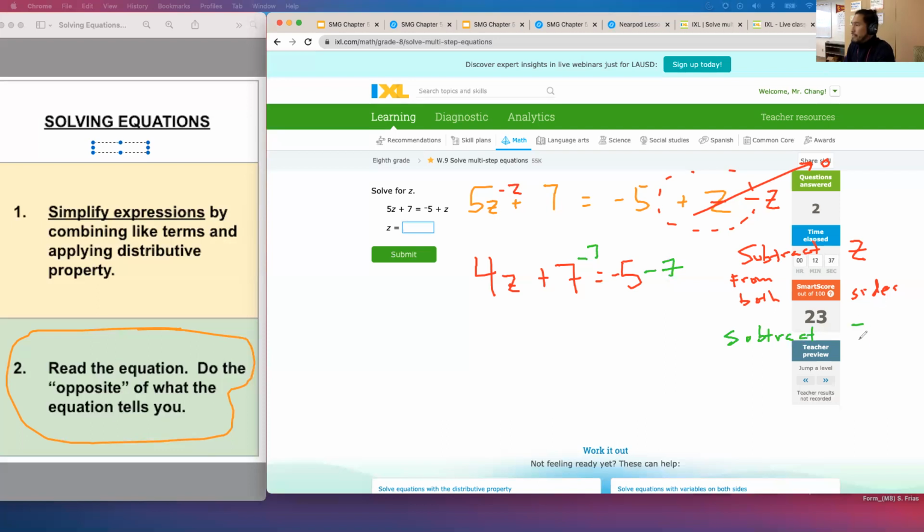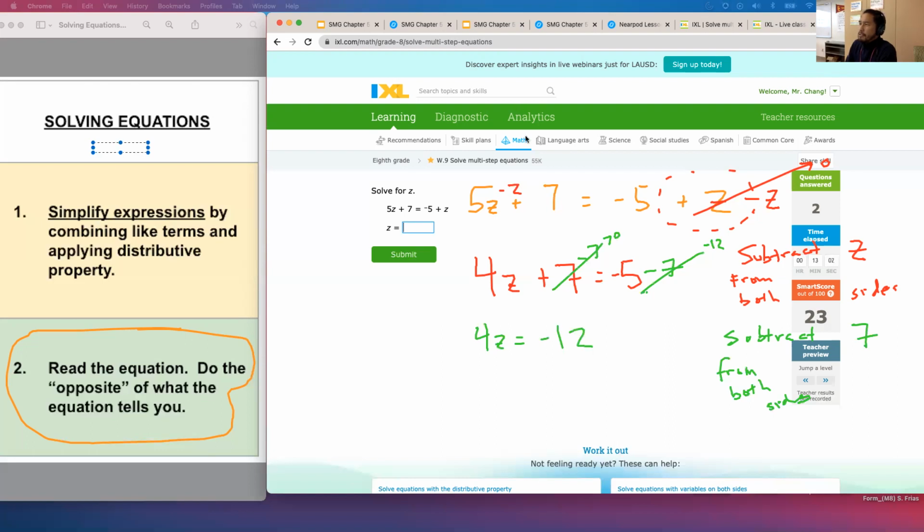So subtract 7 from both sides. That's the opposite of adding 7. So 7 minus 7 is 0. Negative 5 minus 7 is negative 12. So I'm left with 4z equals negative 12.